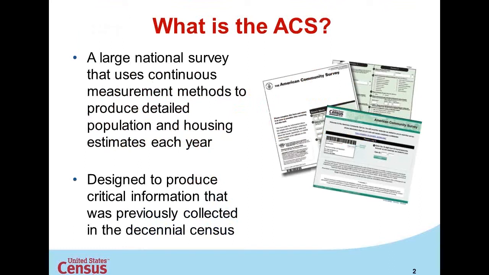So, the American Community Survey is a large national survey that collects data from approximately 3.5 million addresses annually to produce detailed population and housing estimates each year. The survey covers the resident population of the United States and Puerto Rico for those people living in housing units and those living in group quarters. And group quarters are living arrangements that are owned or managed by an entity or organization such as dorms or correctional facilities. And the survey is also designed to produce critical information that was previously collected in the decennial census.